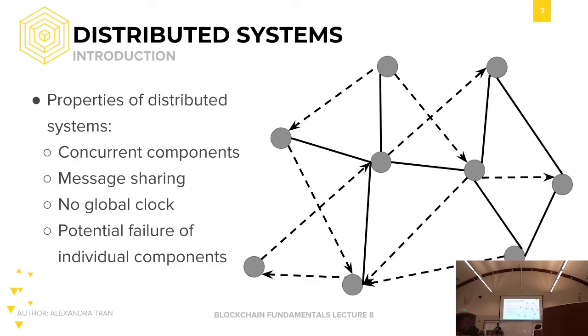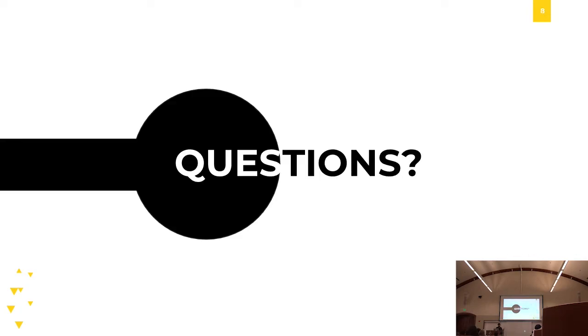So these are all properties of distributed systems, and these, as you may start to see, relate to blockchains in massive ways. So are there any questions first and foremost about these fundamentals?